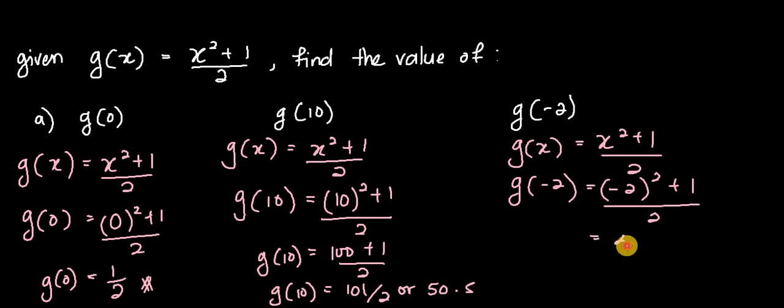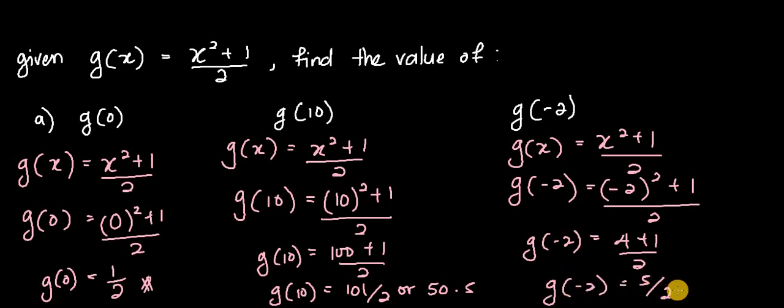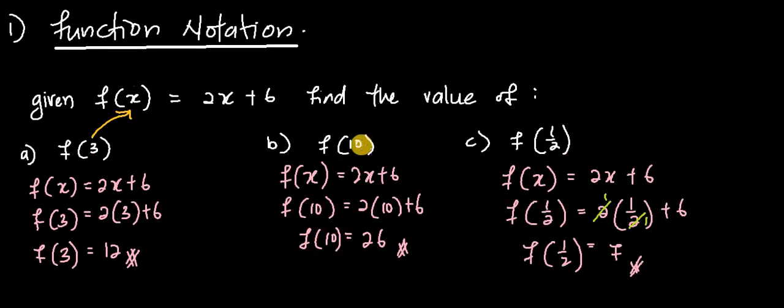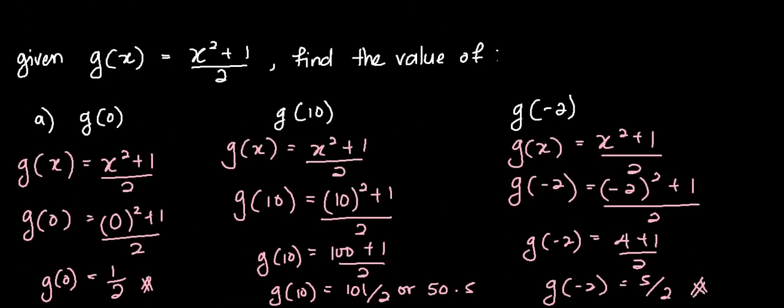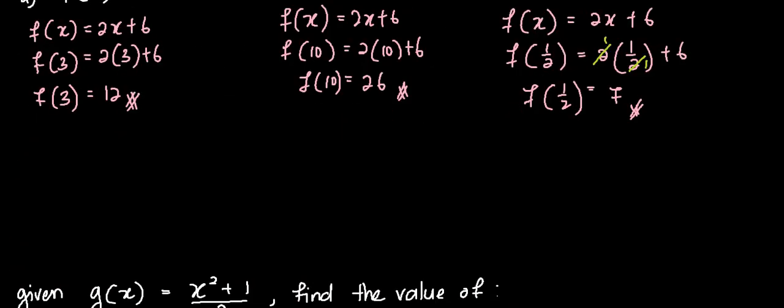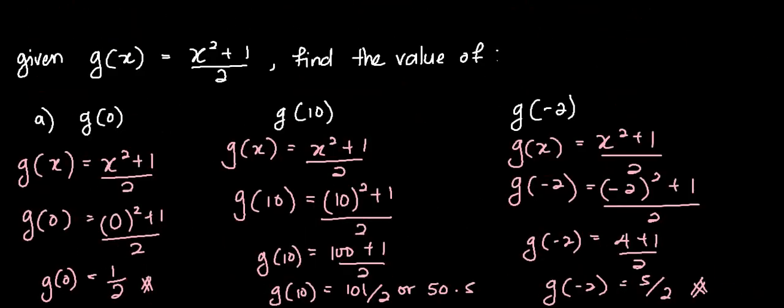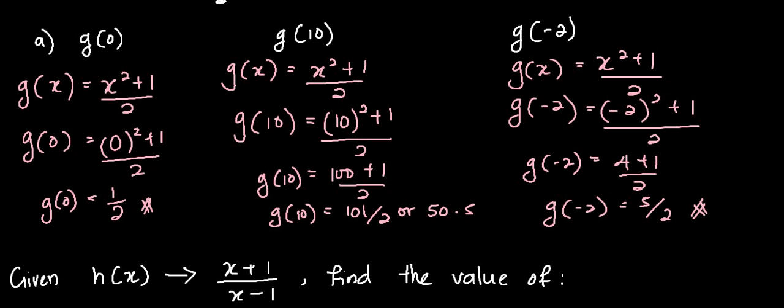Here you will get 4 plus 1 over 2, and here your final answer you should get is 5 over 2. Alright, so these questions are the same as the first ones. I'm just substituting the value of the numbers inside the equation, nothing else. I'm just substituting here the value of these numbers inside the equation, like this.